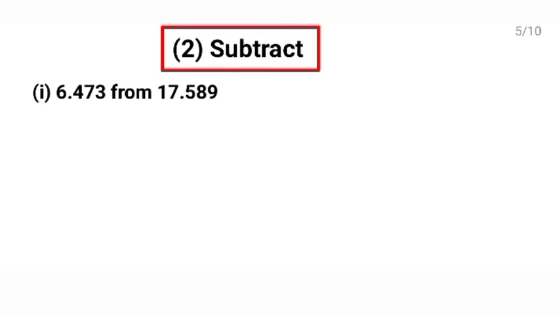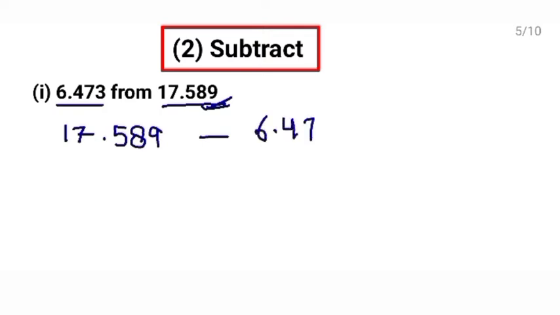Now next we do how we will subtract the decimal numbers. They are asking to subtract this number from this. From का मतलब ही होता है कि next number में से first number को subtract करना है. That means you will subtract from this number 17.589 में से subtract करना है 6.473. Firstly check the number of digits after decimal point.